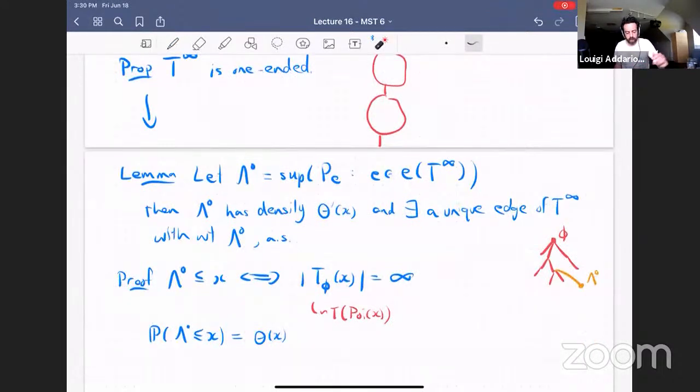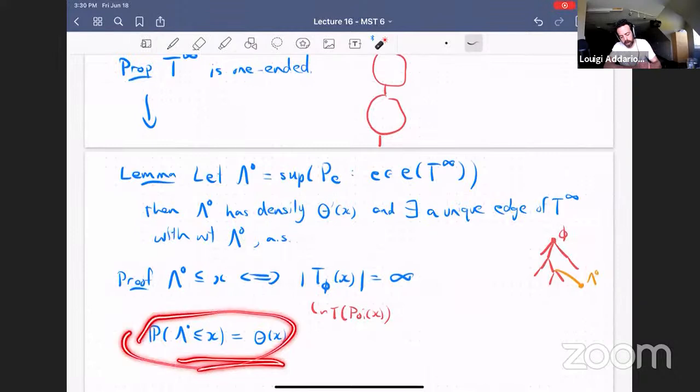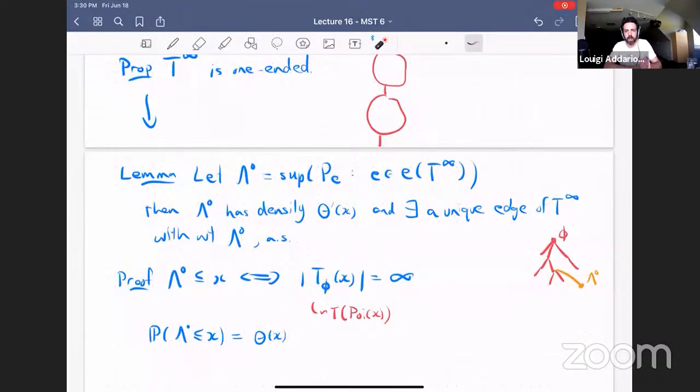Okay, so that's easy. And now, is that density with respect to Lebesgue measure? That's correct. That was a question in the chat. Is the logic behind this identity clear? Anyone have any questions?